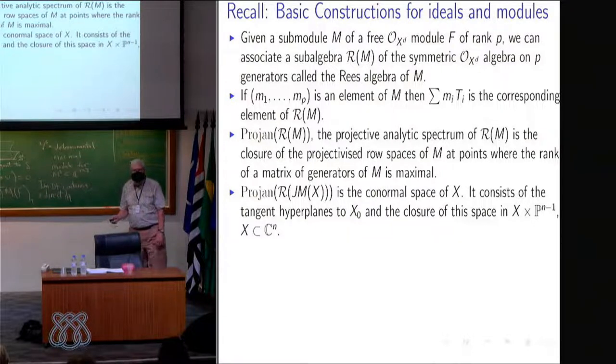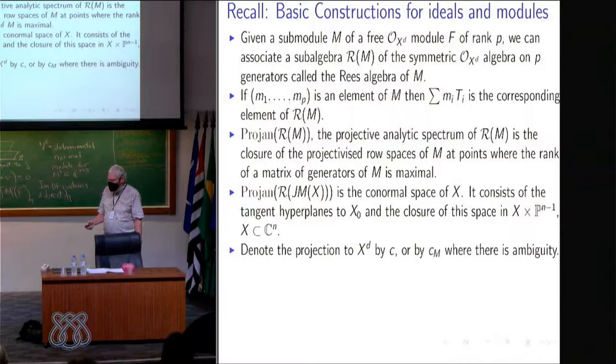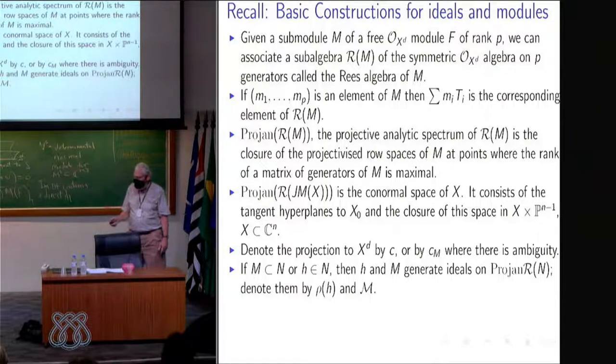It's because the rows of the derivative matrix each define tangent hyperplanes. You take the rows, put them into a linear form, and that defines a hyperplane. So the sum of them gives us all the hyperplanes. Okay, and then we have notation for the projection. Okay, so this is important.